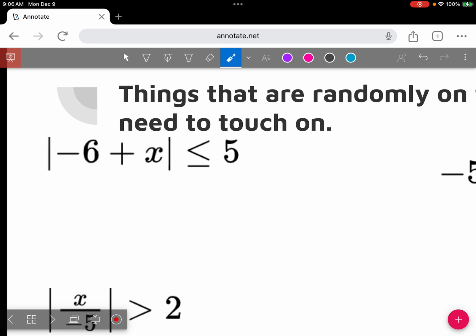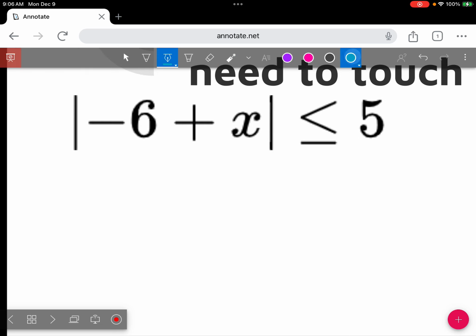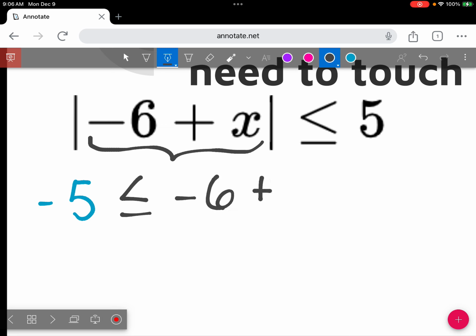So when we're setting these up, when we have less than, a good way to remember it is I need to be less than 5 and more than negative 5. So I'm going to set this up kind of as a sandwich. I'm going to take my negative 5, which is going to be less than or equal to whatever's inside here, my negative 6 plus x, which is less than or equal to our positive 5. So that's how we can get it out of the absolute value.